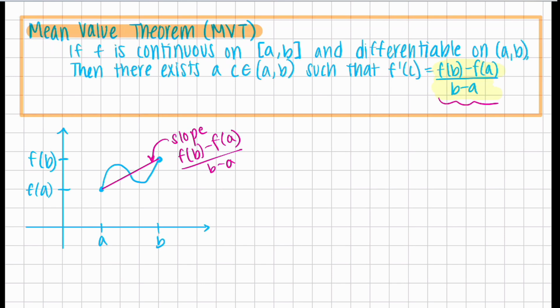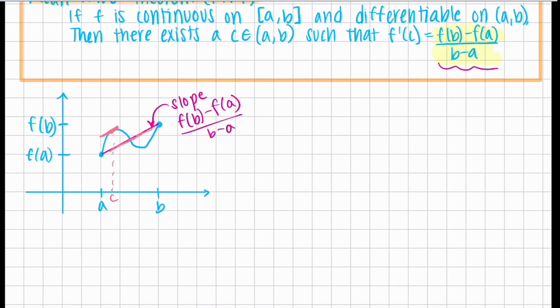So what the mean value theorem says is if we're continuous and differentiable on the interval, then there must exist somewhere in this interval a value, and I'm just going to pick maybe right here, c, such that the derivative of the function at that value c is equal to this slope of the secant line, f of b minus f of a over b minus a. And you can kind of see that this slope looks like it's the same as the slope of this line right here. So that's what the mean value theorem is saying.